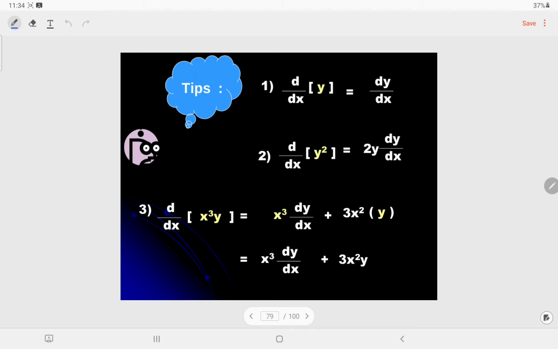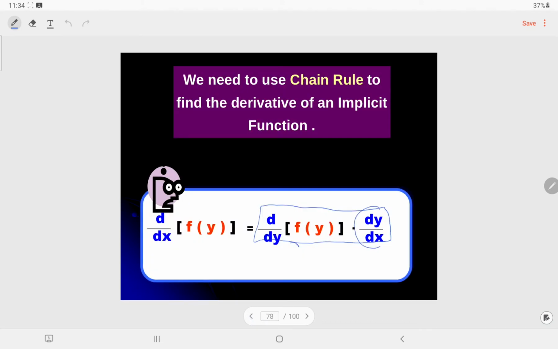For example, d over dx of y, with respect to y, equals dy over dx. Differentiate y squared with respect to x equals 2y dy over dx, because we need to multiply by dy over dx.